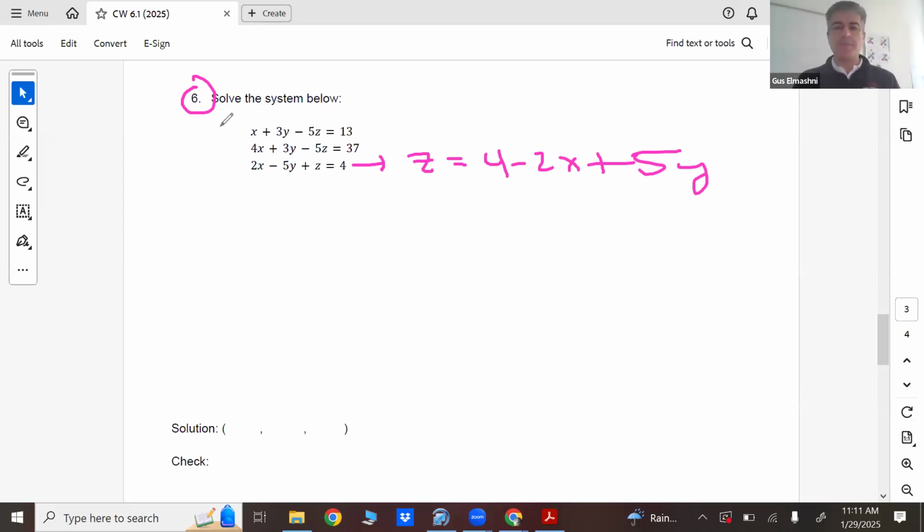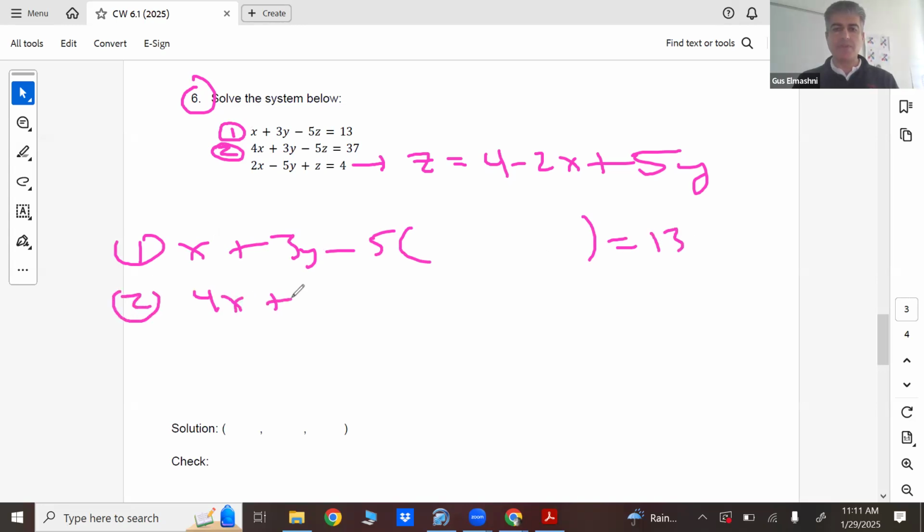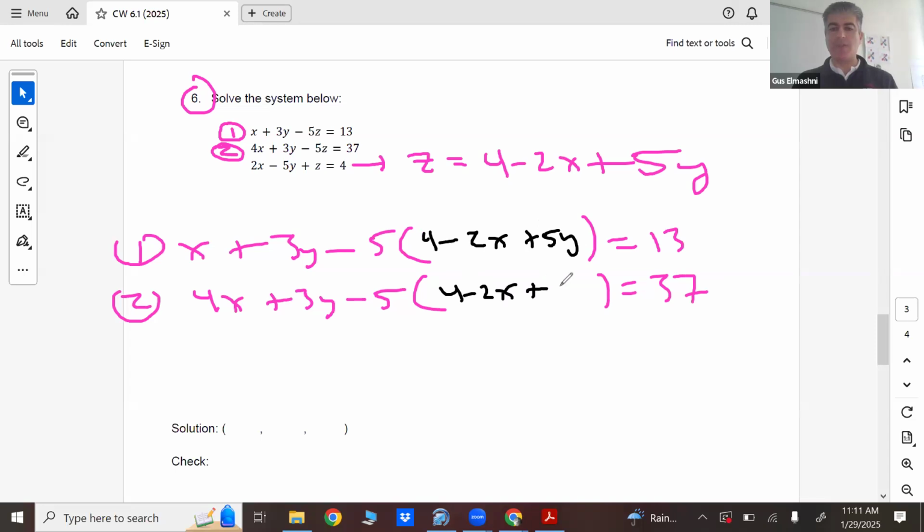So now, I'm going to call this equation 1 and equation 2. You really want to be organized here. For equation 1, I'm going to rewrite it like this: x plus 3y minus 5 parentheses equals 13. Equation 2: 4x plus 3y minus 5 parentheses equals 37. So what are you going to put inside the parentheses for each of these? Yep, 100%. Now you see where I'm going with this. I need to clean up each equation.